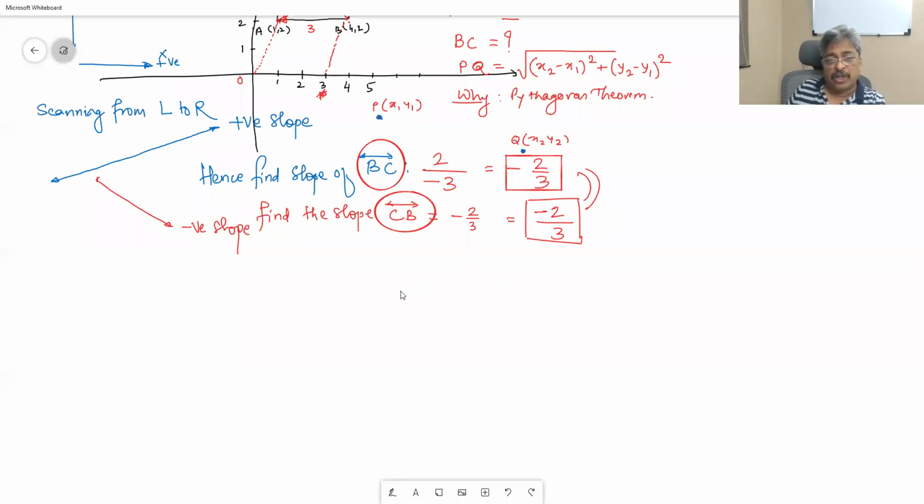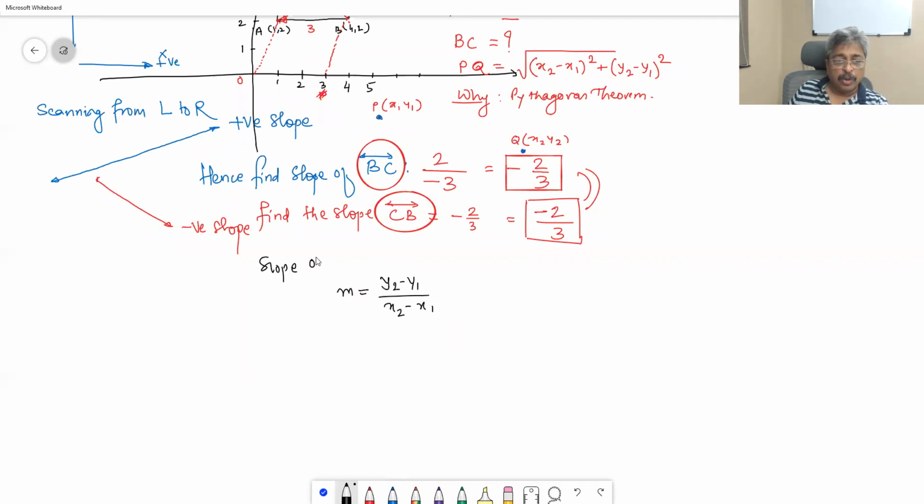Slope of a line is normally denoted by the letter small m, which is given by y2 minus y1 upon x2 minus x1, the slope of line PQ, where P is (x1, y1) and Q is (x2, y2). Right? So this is an important formula.